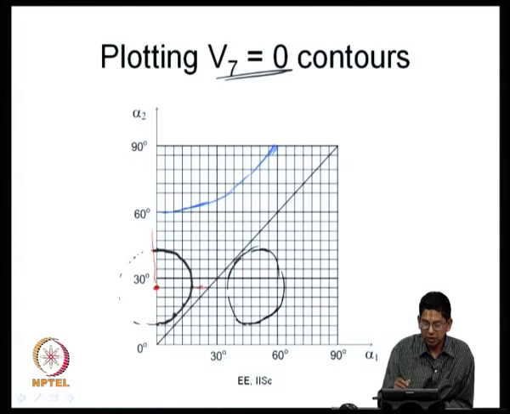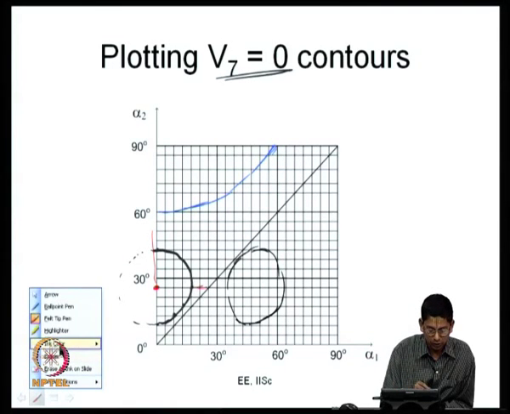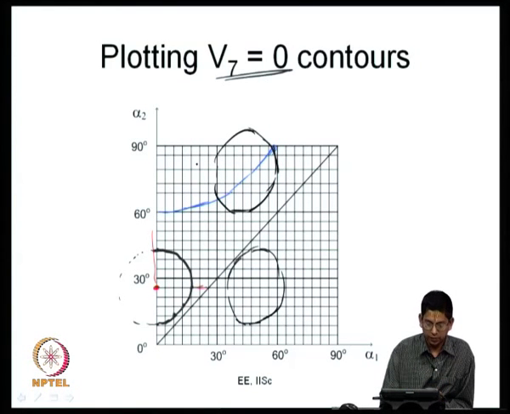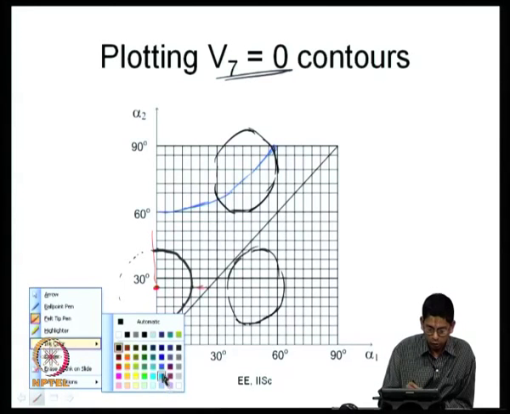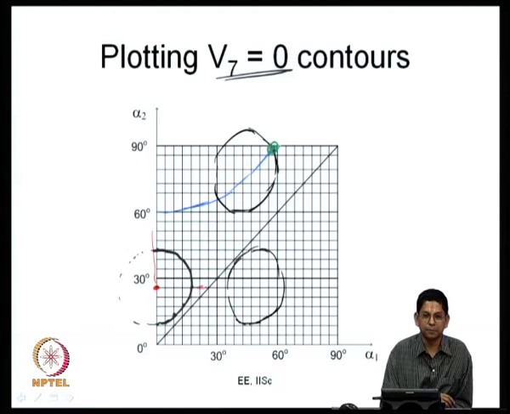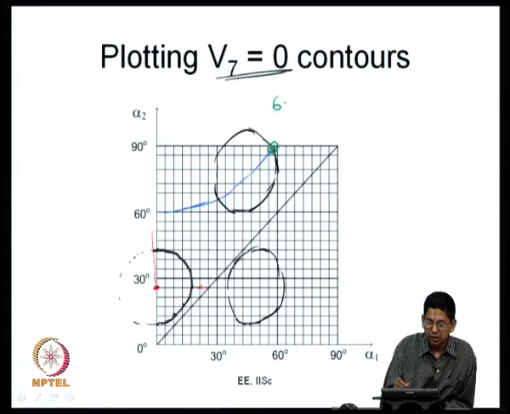So, one of these curves, if I shift it up, will actually be like here. This curve will actually go through this point. One thing I want to tell you is all these curves will go through one particular point, that is the green point I am indicating here. Why? What is that point? That point is 60, 90.